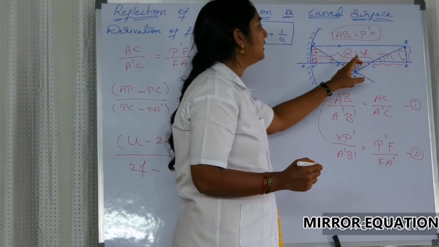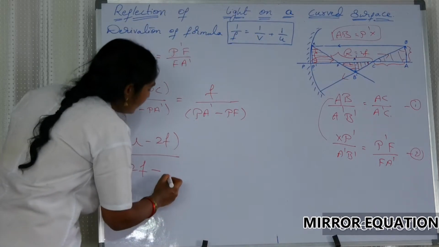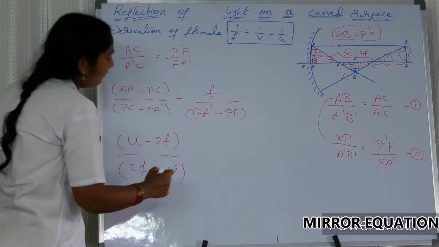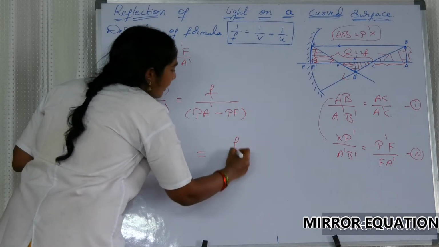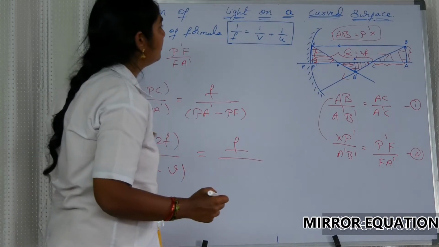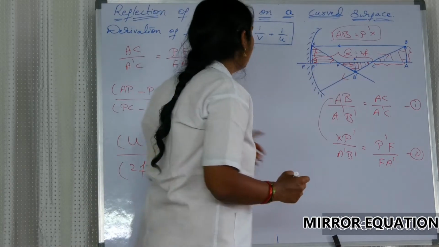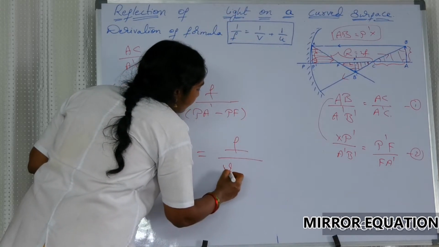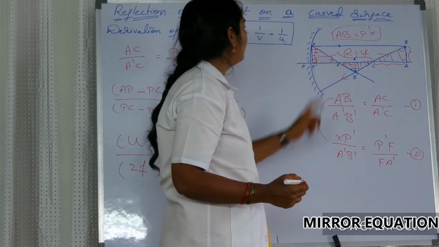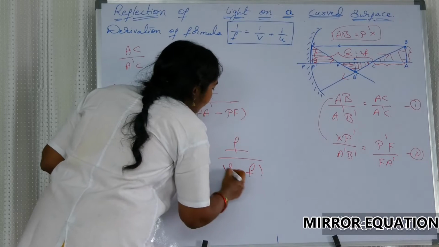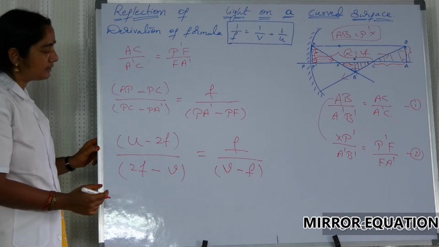See, PA' is the point where the image is formed. So this is nothing but the image distance, which is represented by a small v. v represents the image distance. So that is equal to f by PA', and PA' is the image distance v, minus PF. See, PF is nothing but the focal length f. I think now you understood how we have replaced.